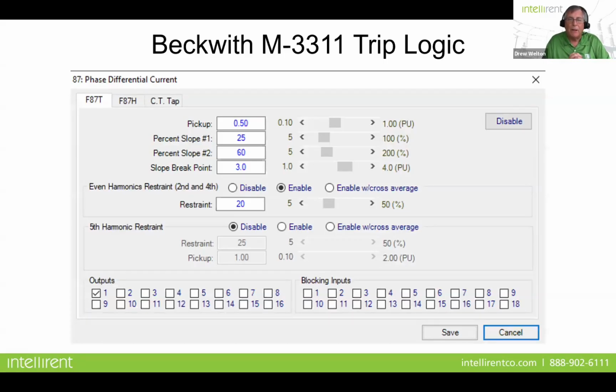So the other thing I like about the Beckwith too, and I'm not promoting one over the other, I'm just kind of highlighting the differences, is that when you do enable a protective element, you have the ability to just set the output, which output is going to trip if it hits those values. So here we have a minimum pickup of 0.5. Your slope one is 25%, slope two is 60, and then your point break is 3. We have a 20% harmonic restraint set for the relay as well, and an output that it's going to trip to when you go to enter the value.